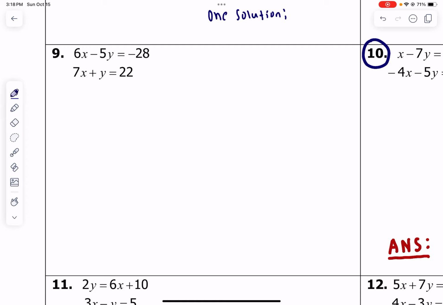You'll notice that for the second one, that actually is a little bit easier to work with, because notice that this y doesn't have a number attached to it, or it doesn't even have a negative attached to it. So that is actually very helpful to know, because all you would have to do is, for this one, I'm going to rewrite it. We would subtract the 7x. You get that y equals -7x plus 22.